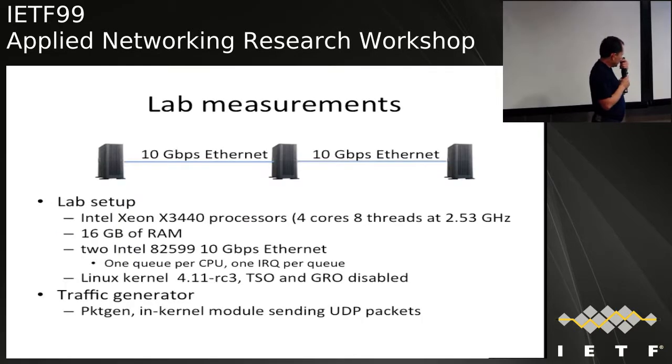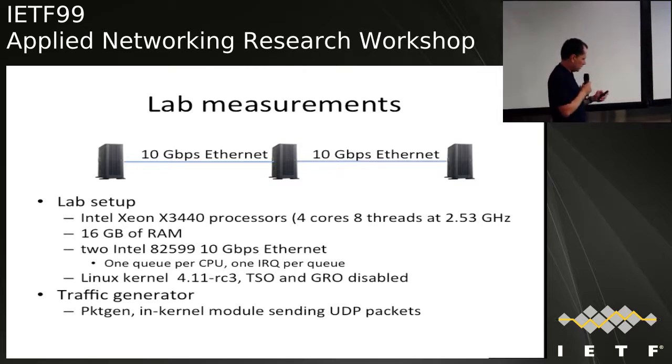So let's look at the performance of the implementation. To test the implementation, we used a lab. We took three Intel Xeon servers, each with four cores, eight threads at 2.50 gigahertz, with 10 gig Ethernet cards. We configured the Ethernet cards to have one queue per CPU and one IRQ per queue. We disabled TSO and GRO to have the worst case. TSO is TCP segmentation offload and GRO is generic receive offload. This is the solution in Linux to batch packets together. It's typically used to support TCP connections, when multiple packets use the same TCP options and the same IPv6 headers, they can be glued together so that you have only one interrupt for the Linux kernel. But this does not apply to routers, so we disabled those improvements.